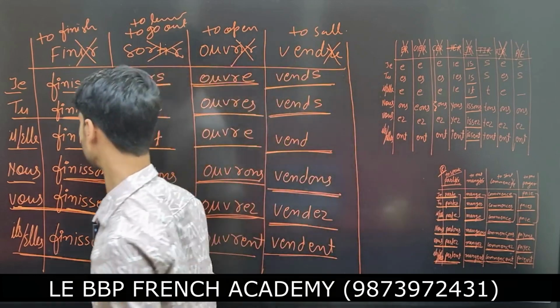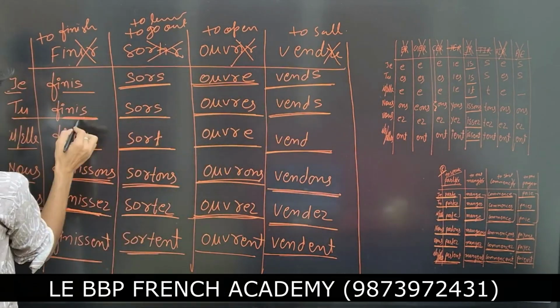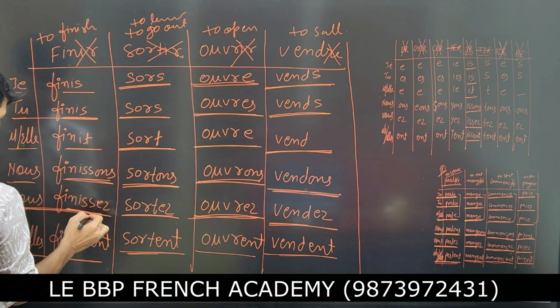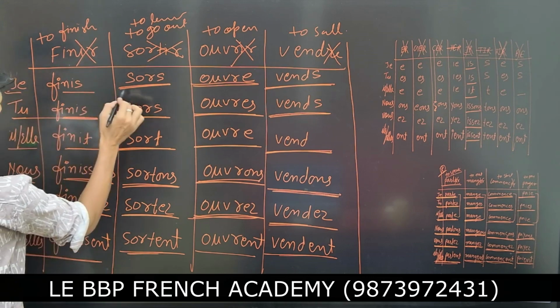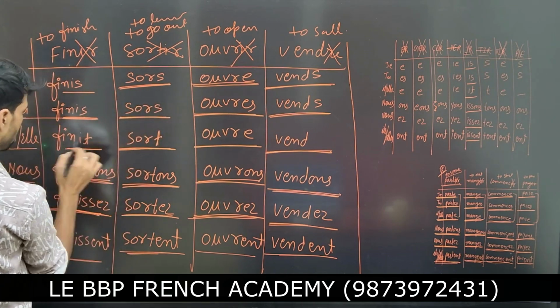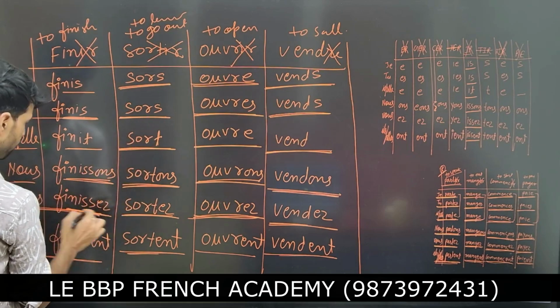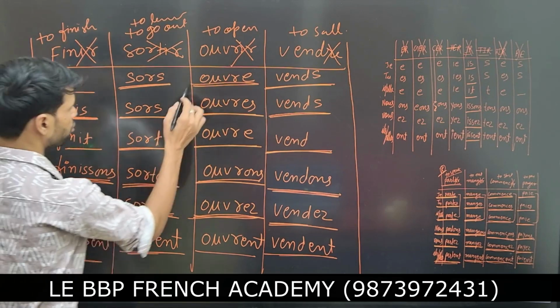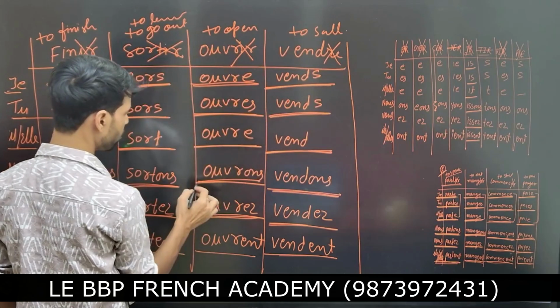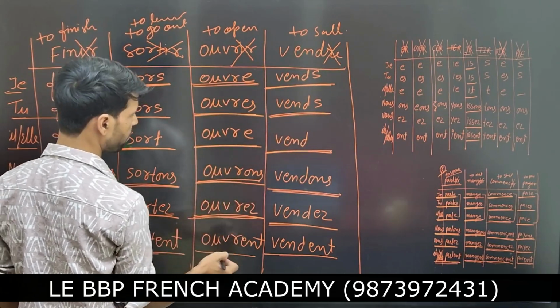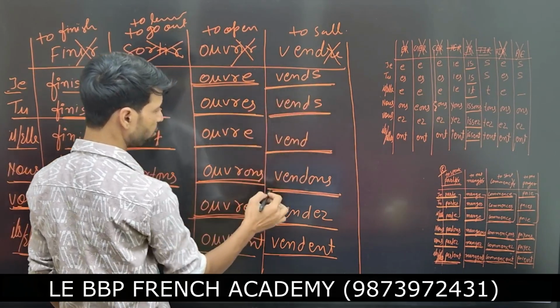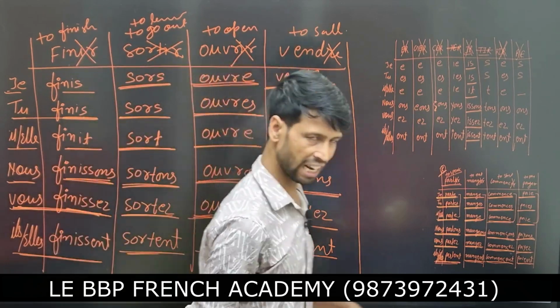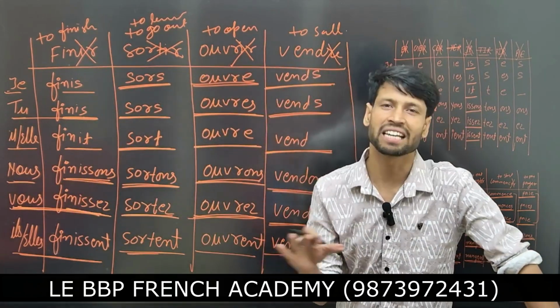Okay. And the French sound is je finis, tu finis, elle finit, nous finissons, vous finissez, elles finissent. Like simple, je sors, tu sors, elle sort, nous sortons, vous sortez, elles sortent. J'ouvre, tu ouvres, il ouvre, nous ouvrons, vous ouvrez, elles ouvrent. Je vends, tu vends, elle vend, nous vendons, vous vendez, elles vendent. Okay. These are the regular verbs.